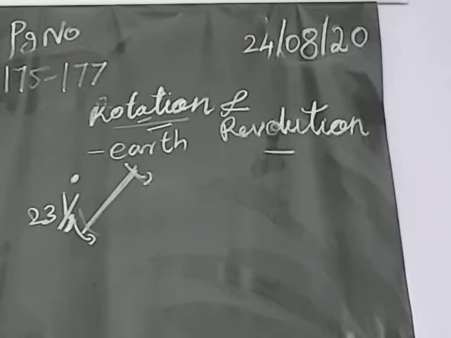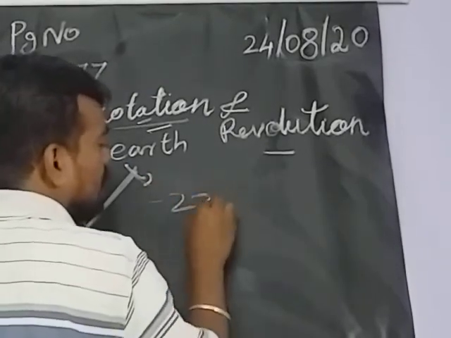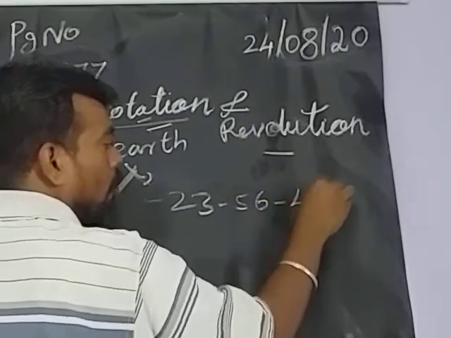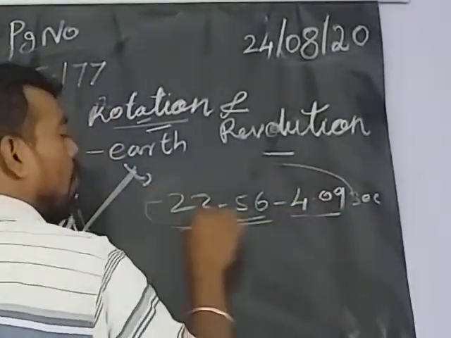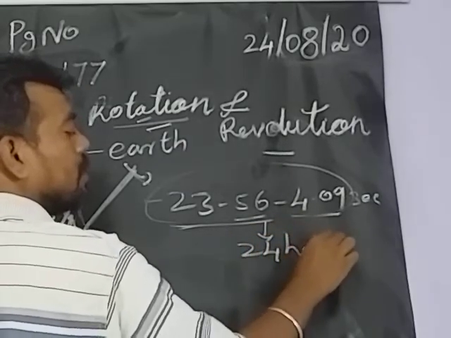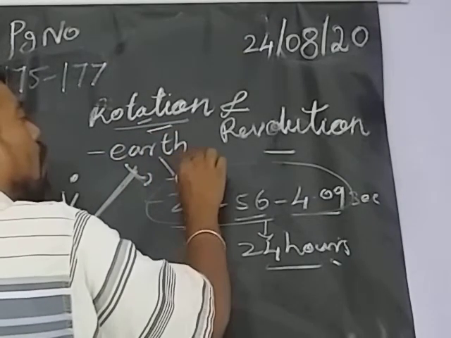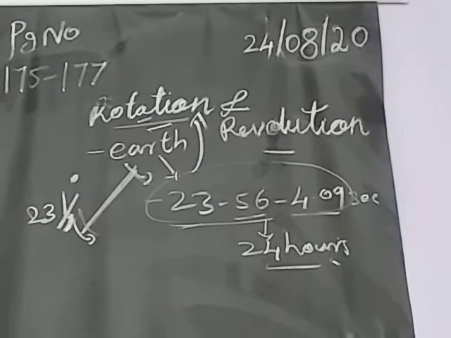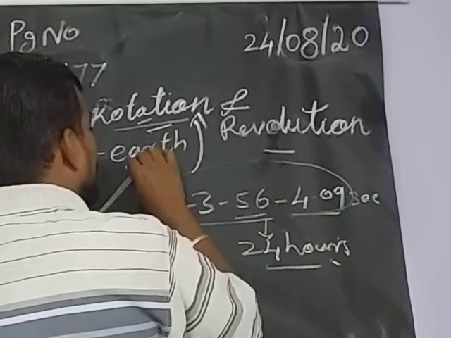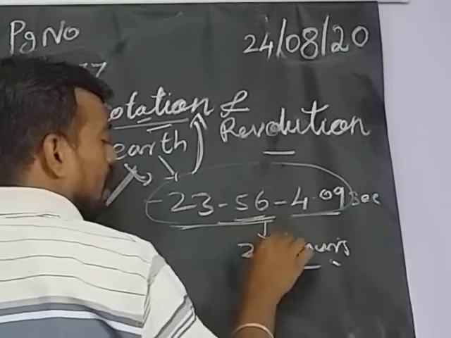So how much time does it take to rotate once? It takes 23 hours 56 minutes 4.09 seconds for the Earth to rotate once on its axis. This value we round off to 24 hours.